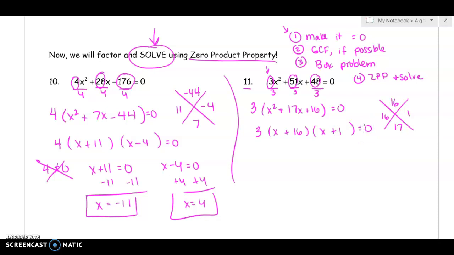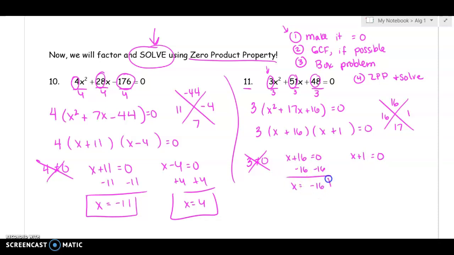and it's still equal to 0. Last step is zero product property. Set things equal to 0 and solve. We cannot set 3 equal to 0. That's not possible. But we can set x plus 16 equal to 0 and x plus 1 equal to 0. And so we just need to solve for x.